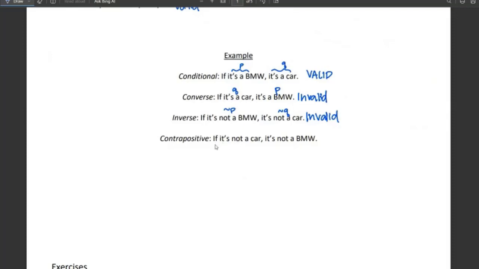The contrapositive, if it's not a car, okay, so now we switch and we negate. We have negative Q first and then negative P. If it's not a car, it's not a BMW. This one is valid.